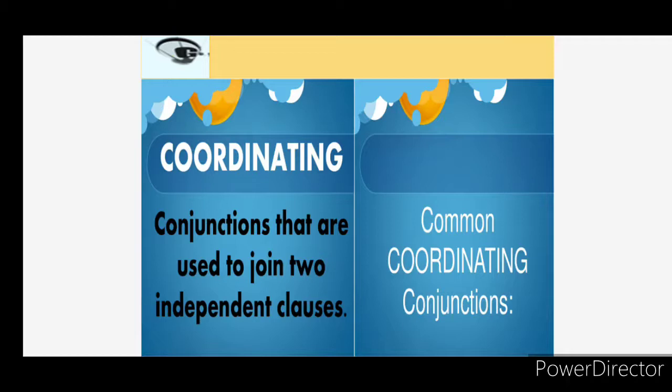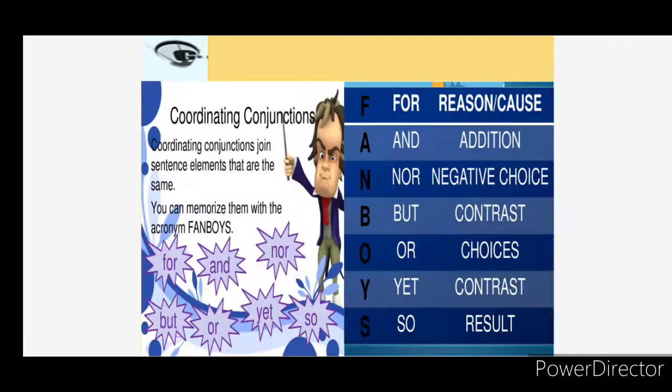Let's talk about the coordinating conjunctions first of all. These conjunctions are used to join two independent clauses. Independent clause means the clause that is not dependent on any other clause. So let's have a look at common coordinating conjunctions.